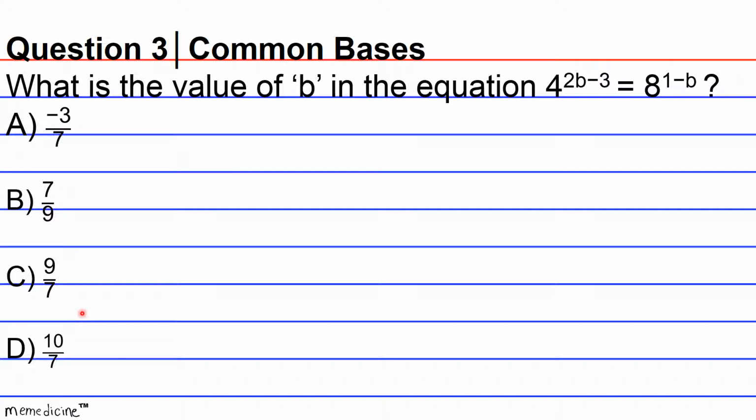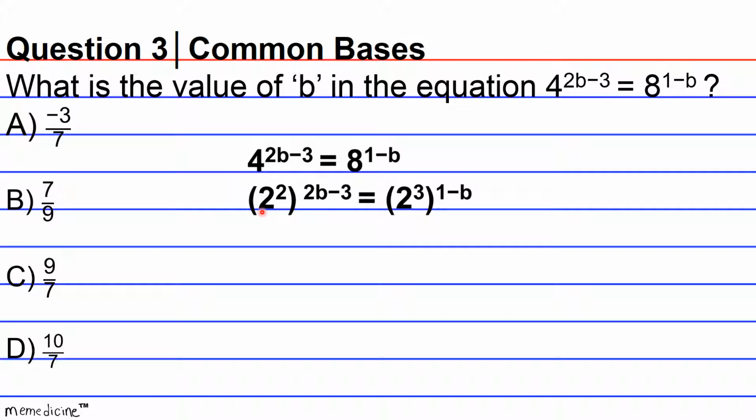All right, so hopefully by now you are able to press pause and arrive at the correct answer choice, but if not, that's all right. Let's do this together. We have our equation 4 raised to the 2b minus 3 is equivalent to 8 raised to the 1 minus b. 4 and 8, the two bases, are both powers of 2, where 4 is 2 raised to the second power, and 8 is 2 raised to the third power.